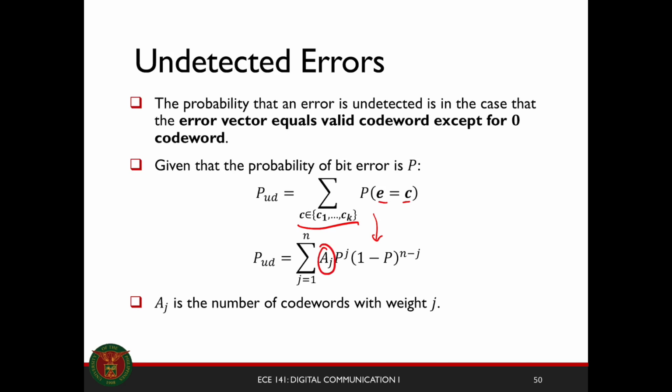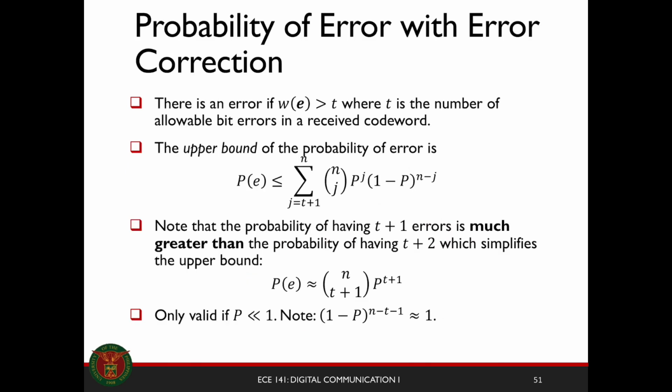So A_j is the number of code words with weight j. P raised to j here is the probability of bit error raised to j, and this represents the bits that were not in error. You sum all that, and you get the probability of your undetected errors.